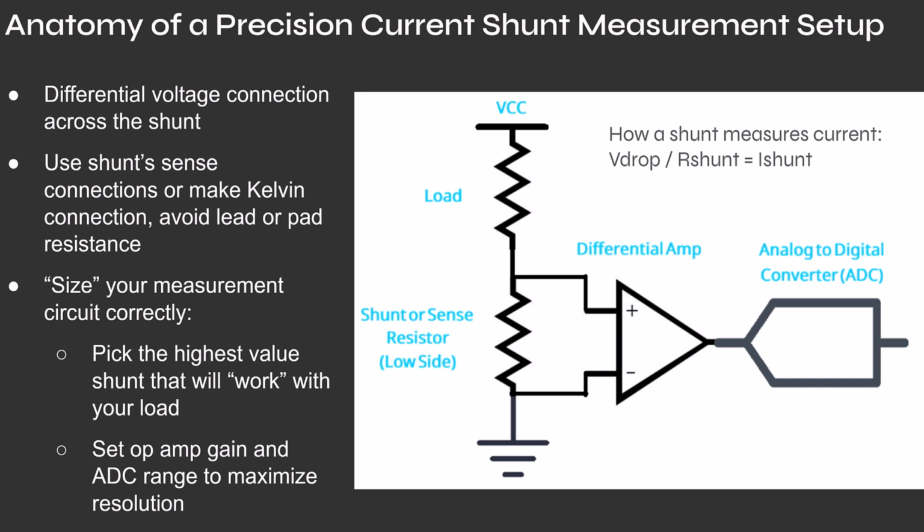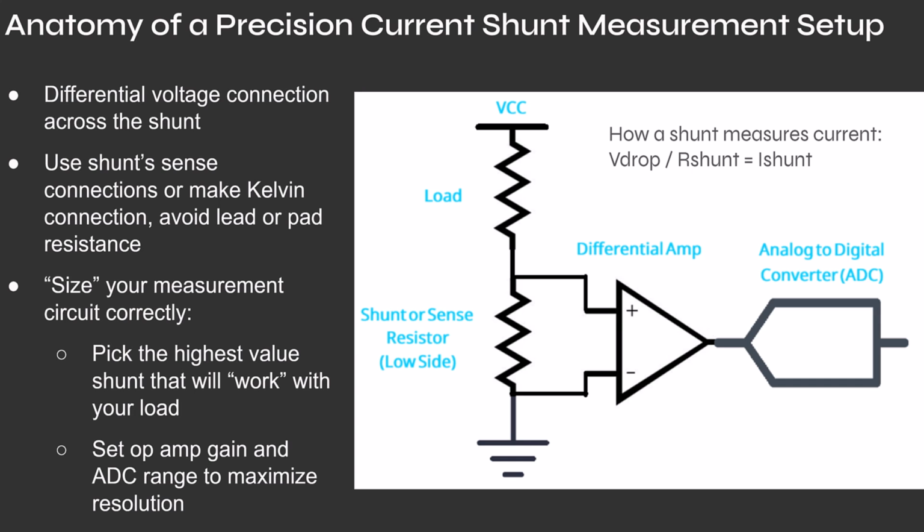In this example setup, I have a low side shunt configuration, and that just means the shunt is connected between the load and ground. Low side setups are nice because you don't have to worry about high common mode voltages. But sometimes that's unavoidable, so you have to use a high side shunt, which means the shunt is going to be connected between VCC and the load.